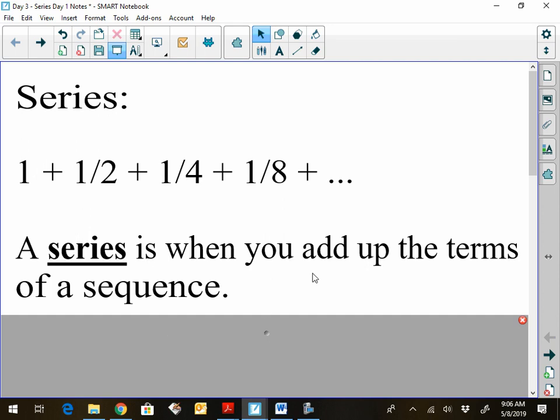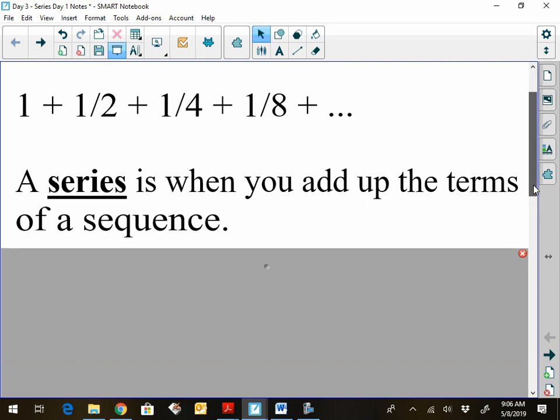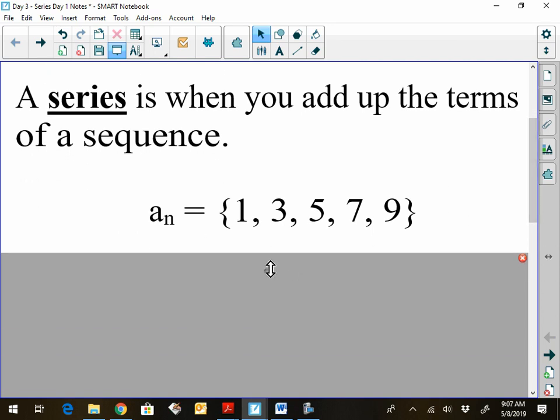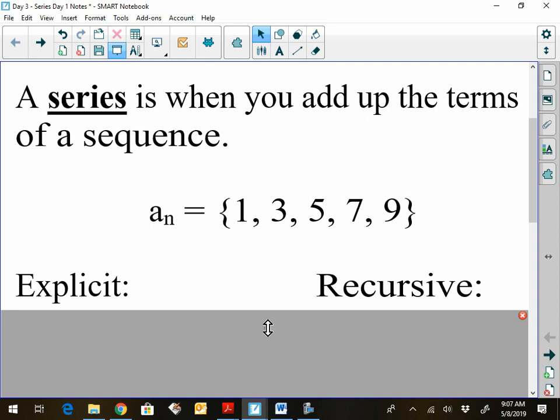So if I have a sequence, for example, a sub n equals these numbers, then I could write that in explicit and recursive forms. We should know by now how to figure out if this is arithmetic or geometric. So take a moment, pause right now, and write these in the explicit and recursive forms.